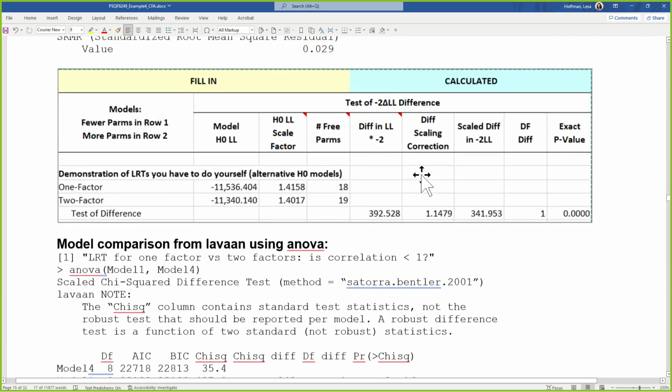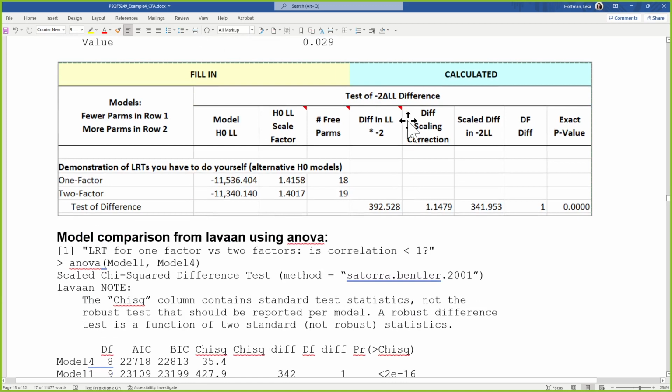So I have a spreadsheet, if you're going to use Mplus, where you enter the model log likelihood, the scale factors, and the number of parameters, and then the rest of the part that's in the blue here is calculated for you. So the scaled difference in chi-square is 341.